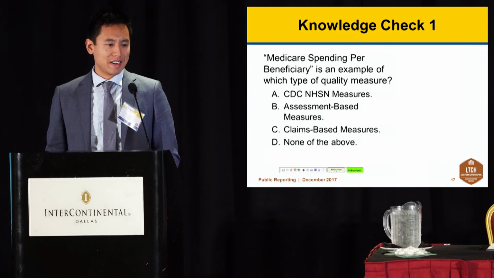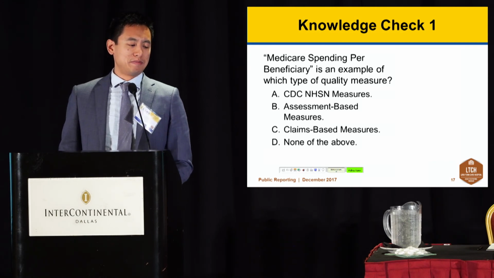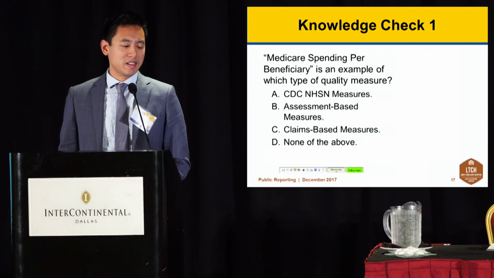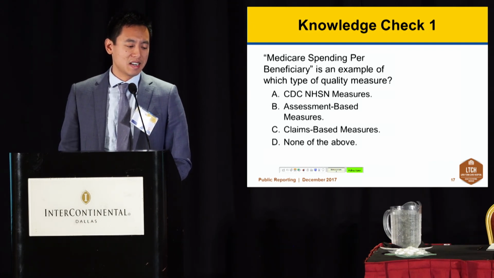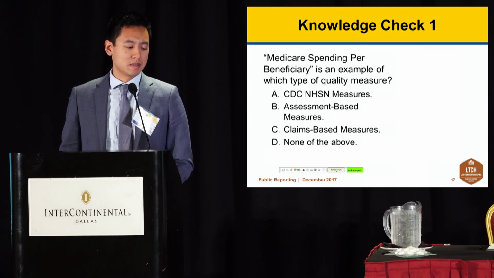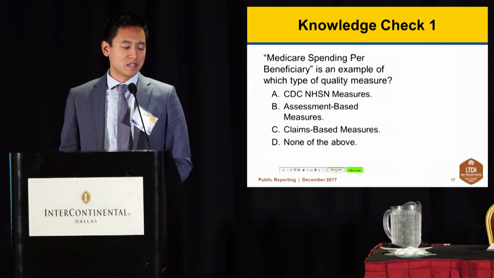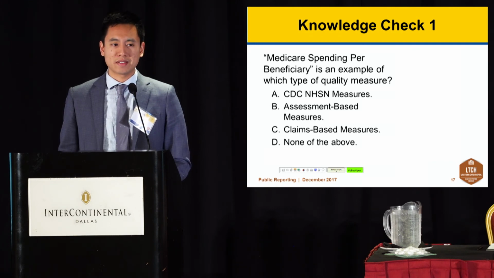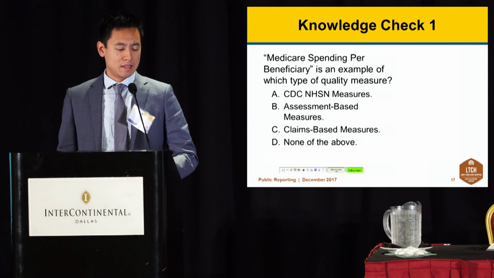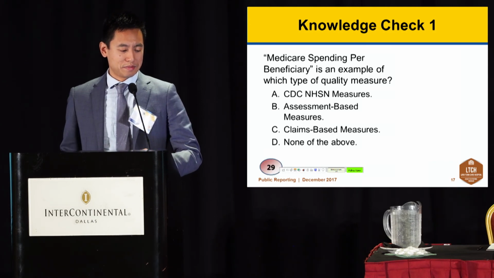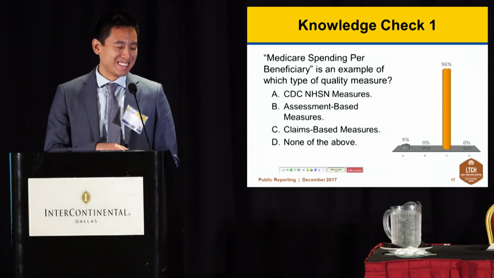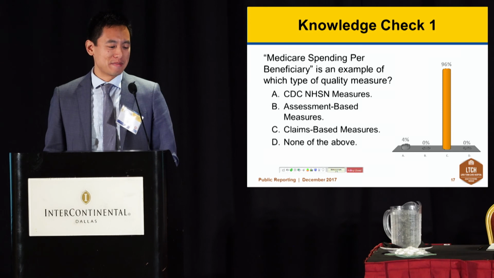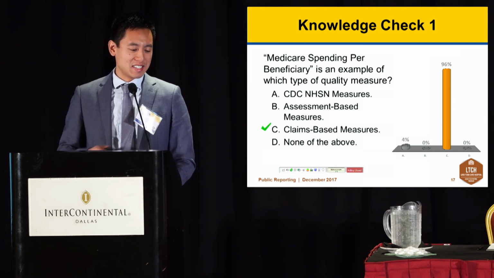So the first knowledge check. Medicare spending per beneficiary is an example of which type of quality measure? A, CDC NHSN measures, B, assessment-based measures, C, claims-based measures, or D, none of the above? It was in the previous slide, and the vast majority picked the right answer, C.